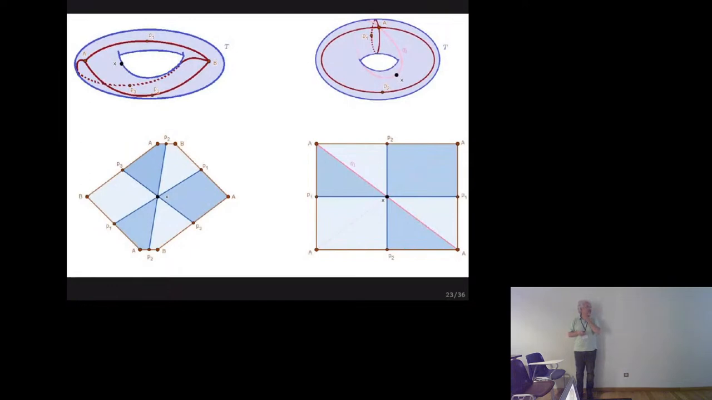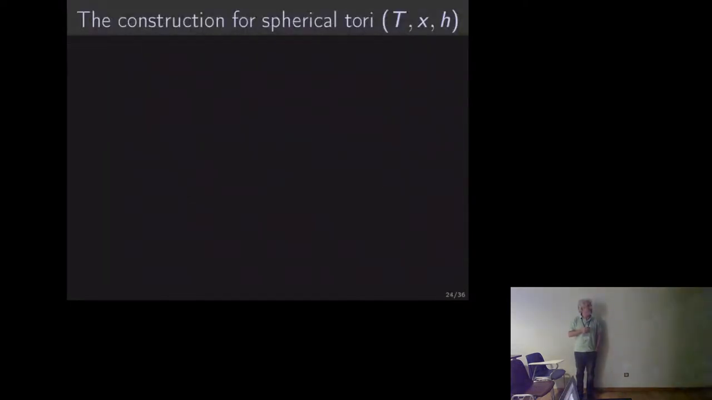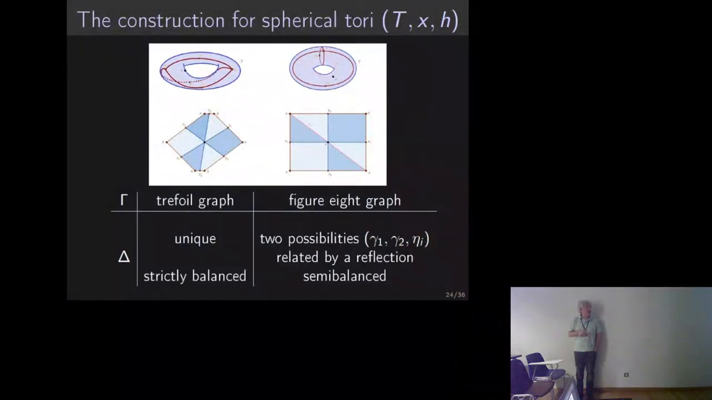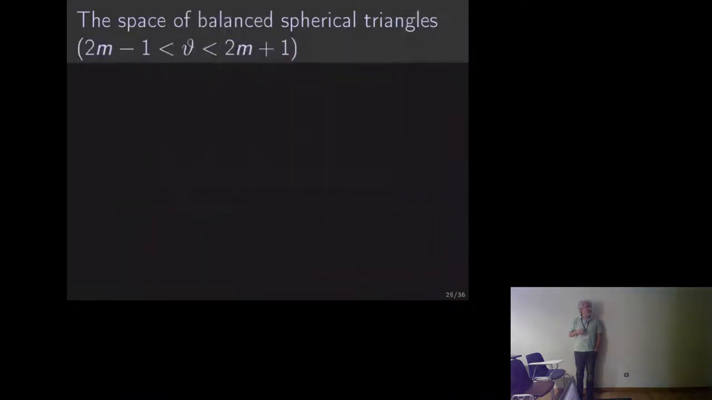Okay, this is a bit bigger. So we have reduced the problem from toroid to balanced triangles now. Okay, this one. I said what I said before. The strictly balanced is this case, the weakly balanced is this case. Okay, so before we discussed the space of spherical triangles with assigned area, now we're discussing the space of balanced triangles with assigned area. This is almost the same.